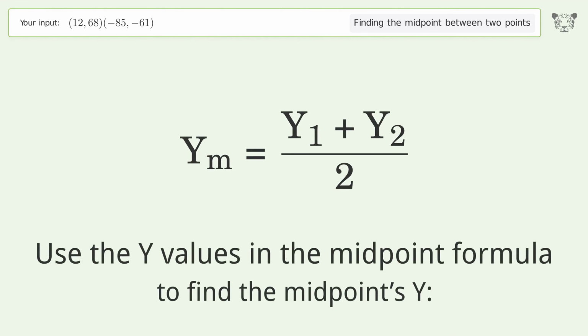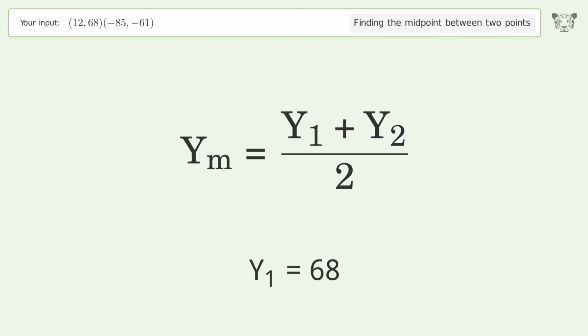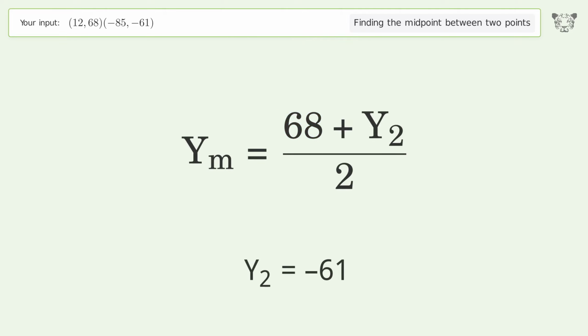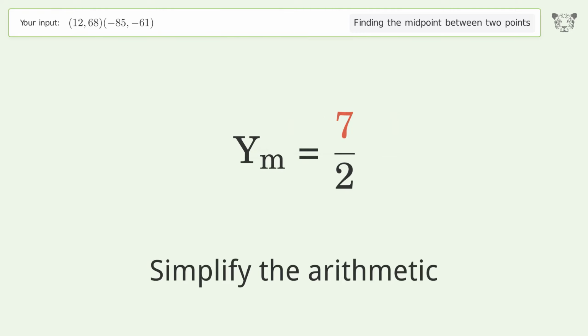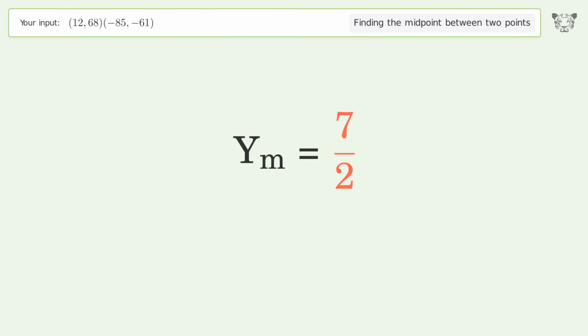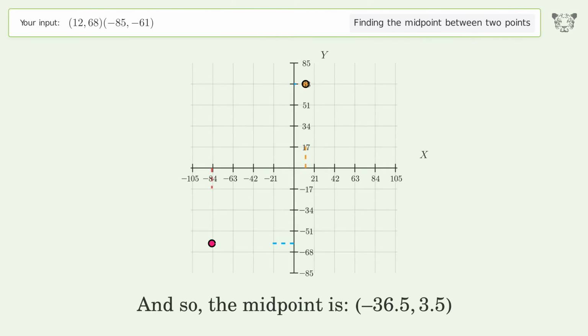Use the y values in the midpoint formula to find the midpoint's y. y1 equals 68. y2 equals negative 61. Simplify the arithmetic. And so, the midpoint is negative 36.5, 3.5.